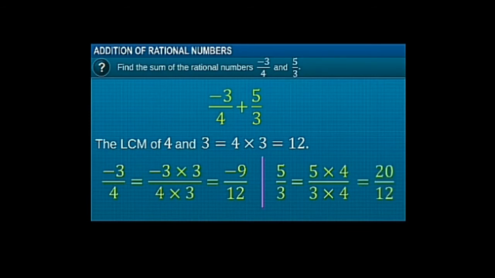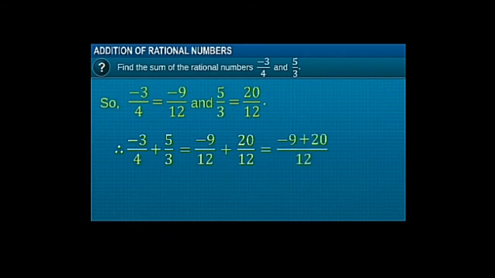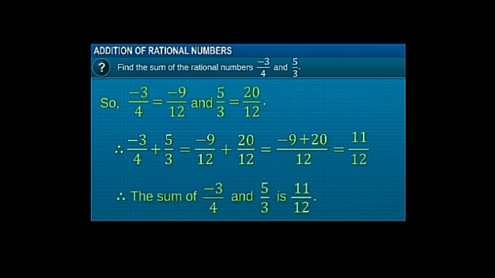So now let us rewrite minus 3 by 4 plus 5 by 3 as minus 9 by 12 plus 20 by 12, which are equivalent fractions of minus 3 by 4 and 5 by 3. So minus 9 by 12 plus 20 by 12 is minus 9 plus 20 by 12, which is 11 by 12. Thus the sum of the two given rational numbers is 11 by 12.